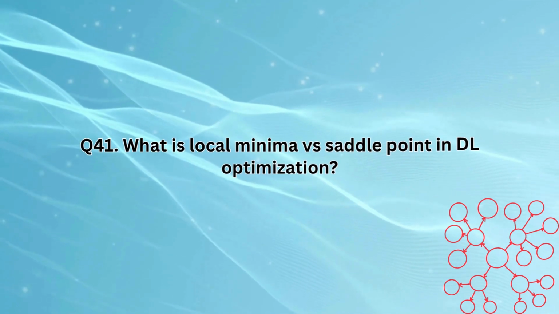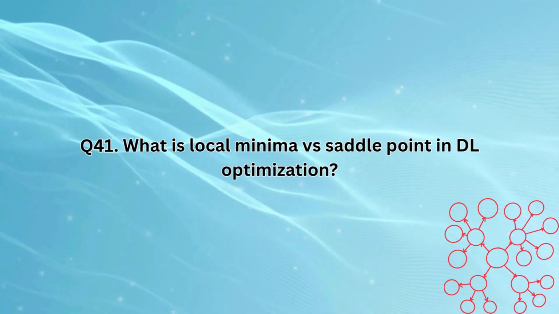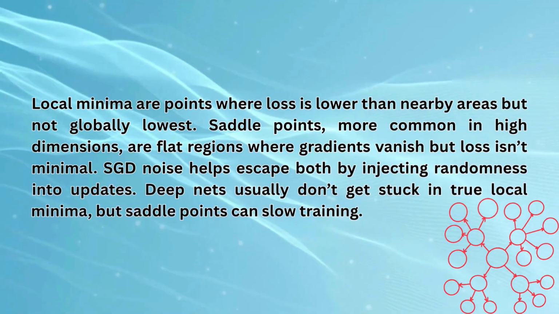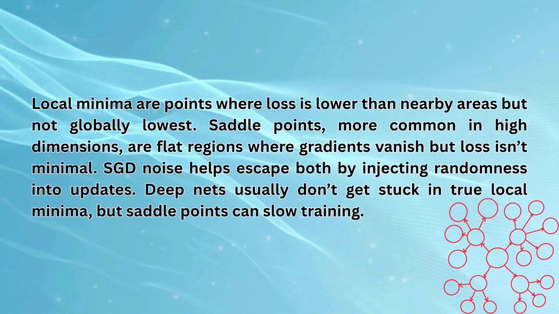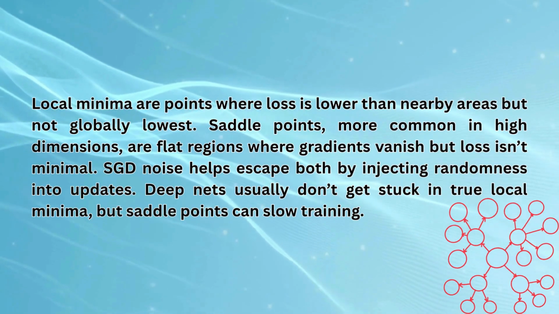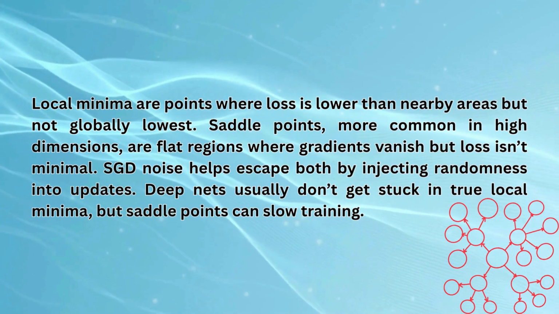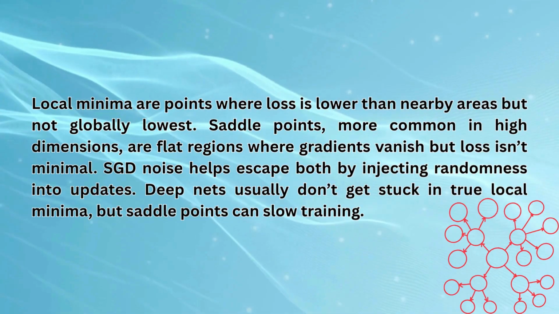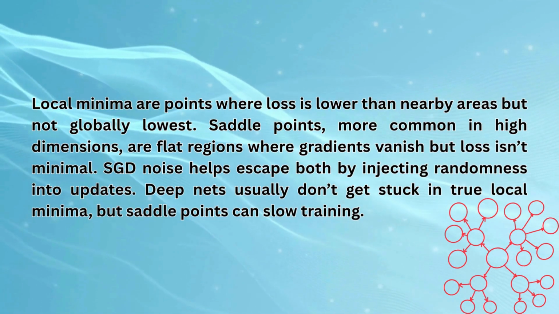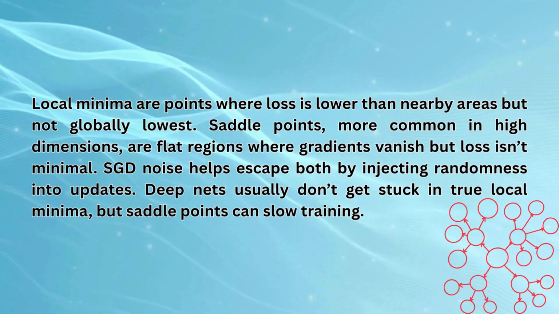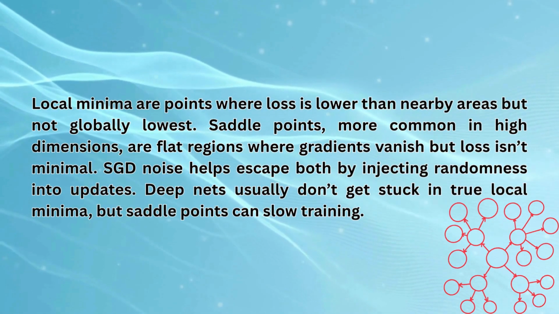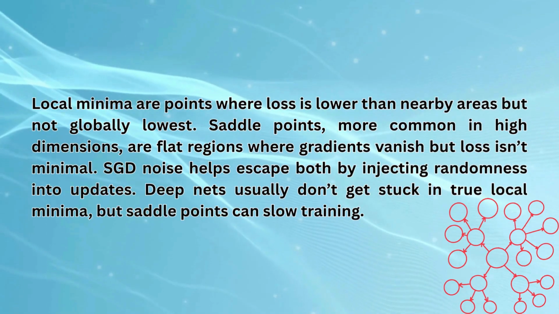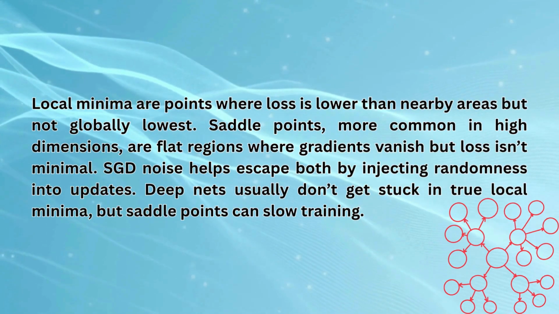What is local minima versus saddle point in DL optimization? Local minima are points where loss is lower than nearby areas, but not globally lowest. Saddle points, more common in high dimensions, are flat regions where gradients vanish, but loss isn't minimal. Stochastic noise helps escape both by injecting randomness into updates. Deep nets usually don't get stuck in true local minima, but saddle points can slow training.